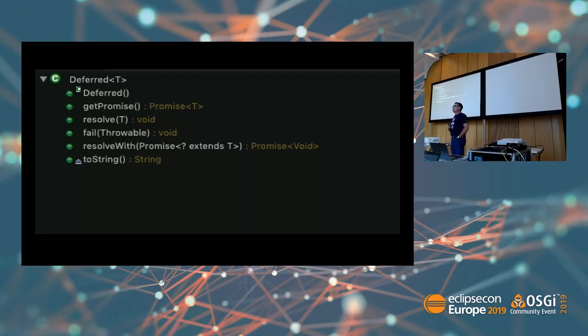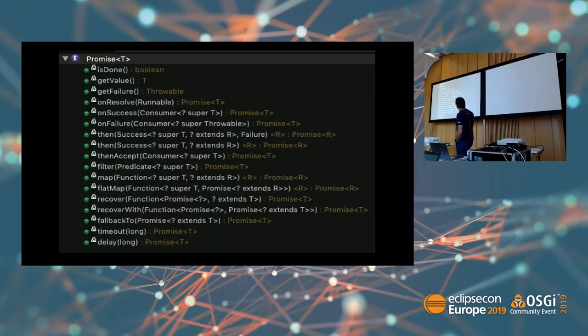And then while you're doing your work, eventually you'll call one of these two methods, resolve or fail, to resolve the deferred. It's also possible that while you're doing your work, you might get a promise from somebody else that holds the result that you then want to pass on to the person who's waiting for your results. So you can also use resolve with. It's a nice way to compose promises in a completion chain. And of course, a toString, which is nice for debugging.